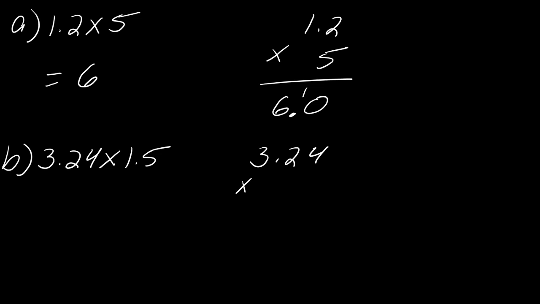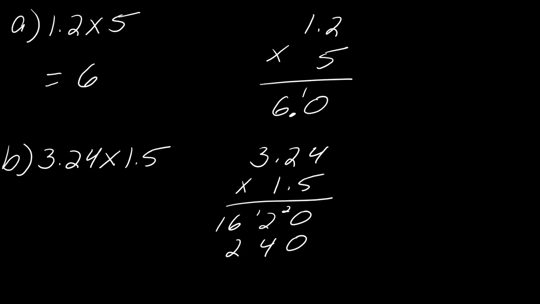3.24 times 1.5. Again, I'm going to ignore the decimals. However you want to multiply these numbers together is up to you. But 3.24 times 1.5, I'm just going to do 324 times 15 for a moment. So I have 5 times 4 is 20, 5 times 2 is 10 plus the 2, and then 5 times 3 is 15 plus the 1. Since I'm moving now over to the tens part, I need to put a 0 as a placeholder here. So I have, let's see, 1 times 4 is 4, 1 times 2 is 2, and 1 times 3 is 3. Add these all together.